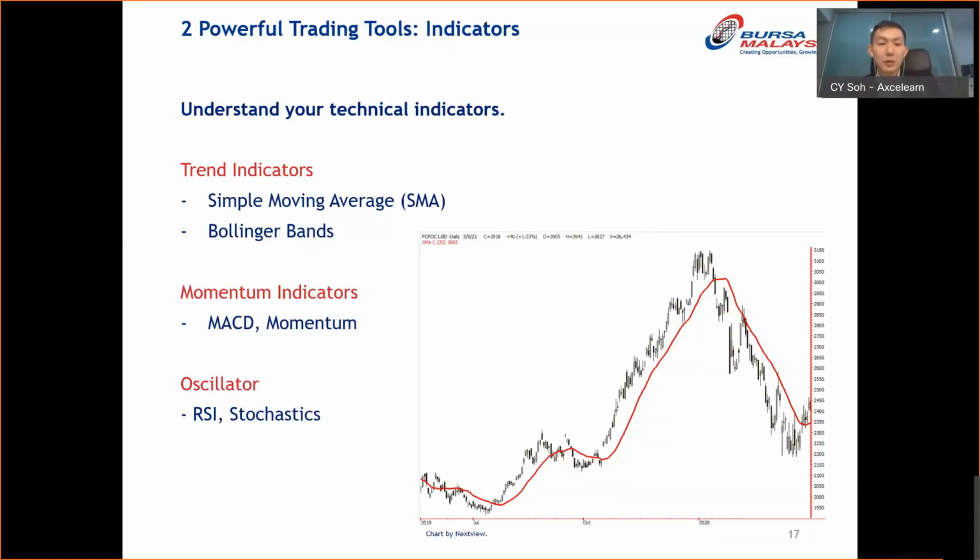I repeat, if you're using SMA, you can type in SMA in the chat box below. If you're using Bollinger Bands, you can type in BB. If you're using MACD, you can type in MACD. If there are any other indicators you are currently using that are not listed here, you can also type them in, because I'm curious to know what indicators you are using in your trading to help you make your trading decisions.